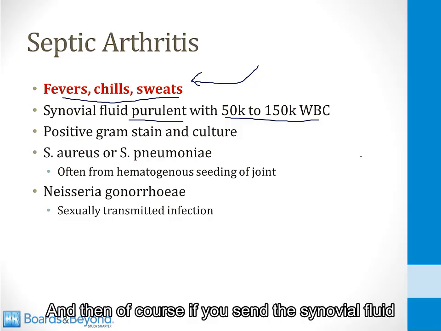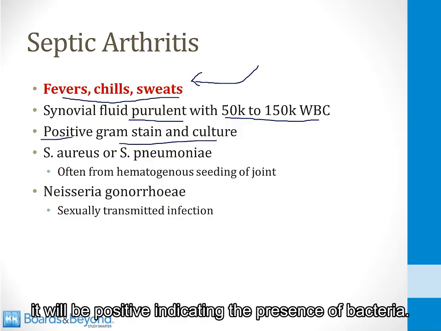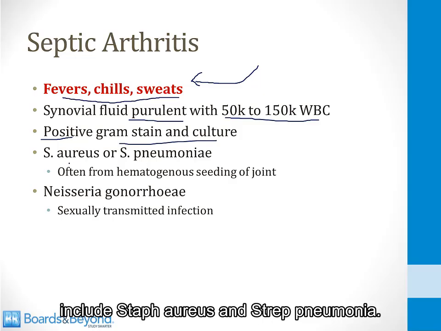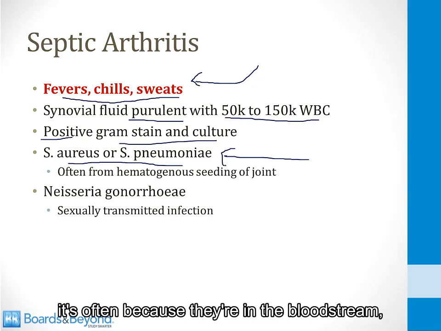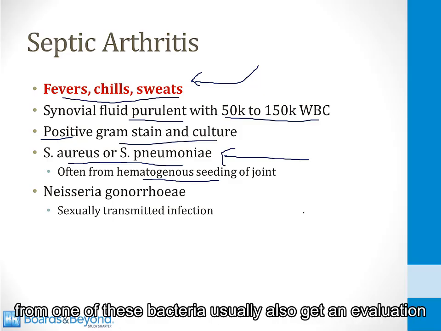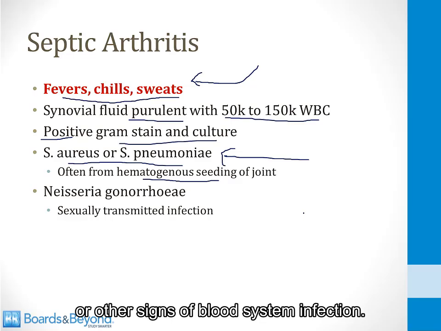And then, of course, if you send the synovial fluid for a gram stain and culture, it will be positive, indicating the presence of bacteria. Typical bacteria that cause septic arthritis include Staph aureus and Strep pneumoniae, and when these bacteria cause septic arthritis, it's often because they're in the bloodstream, so it's hematogenous spread that seeds the joint. So patients who have a septic joint from one of these bacteria usually also get an evaluation for bacteremia or endocarditis or other signs of blood system infection.